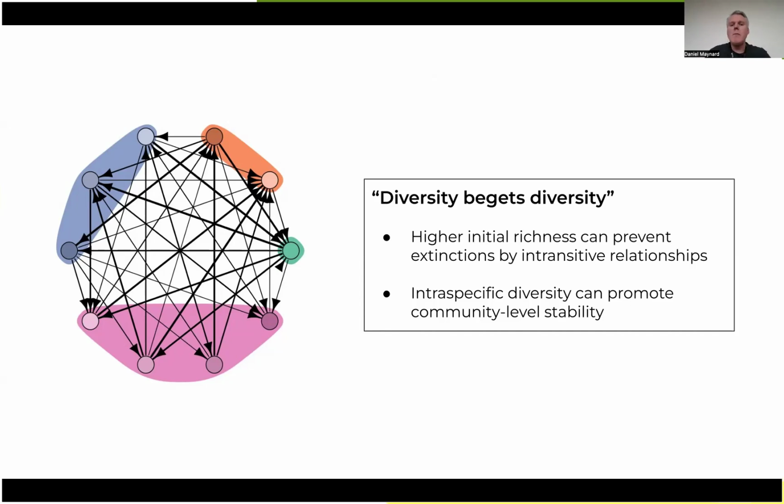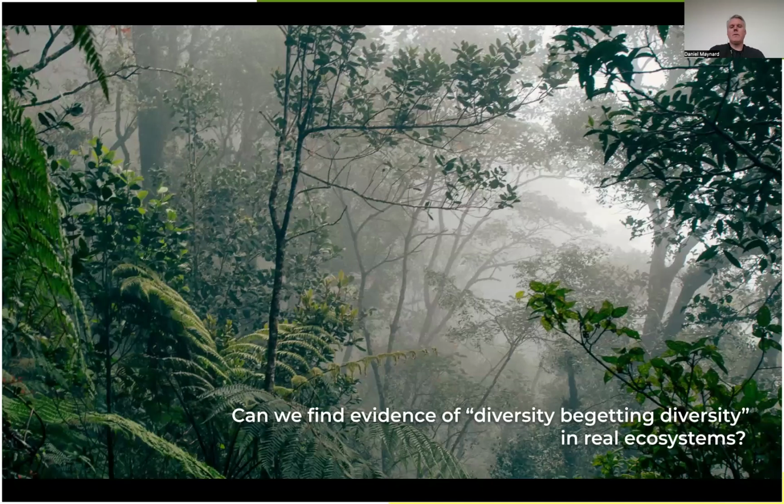Now, of course, this is just one mechanism, right? We know that stability isn't just governed by intraspecific variation, for example, but it can help explain why we don't see these really chaotic oscillations that we might otherwise expect using just intransitive relationships. So that's the first half.